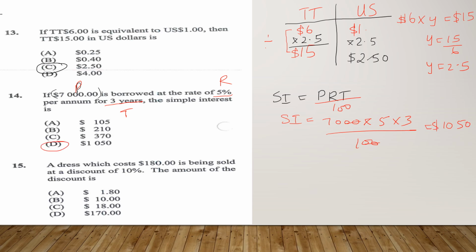A dress which costs $180 is being sold at a discount of 10%. The amount of the discount is, so discount is equals to 10% is 10 over 100 times 180 over 1. Let's take off these zeros. We're going to get $18. So the answer is C.